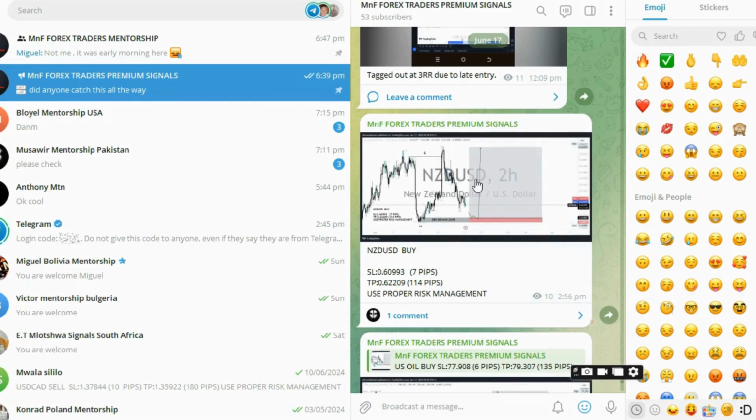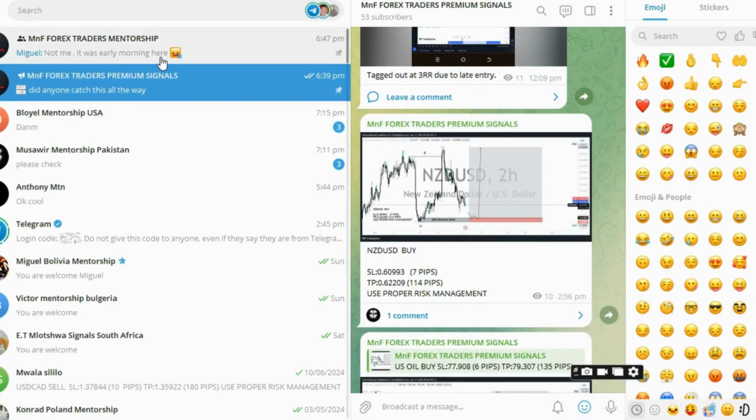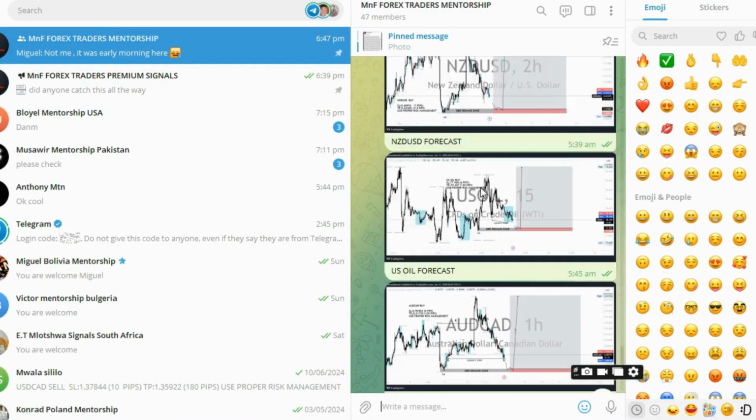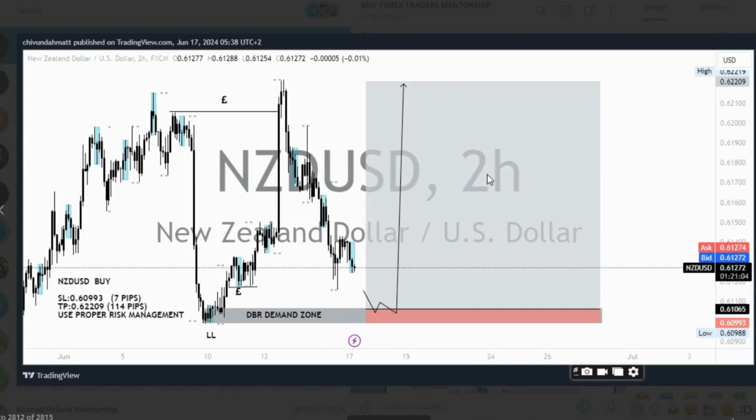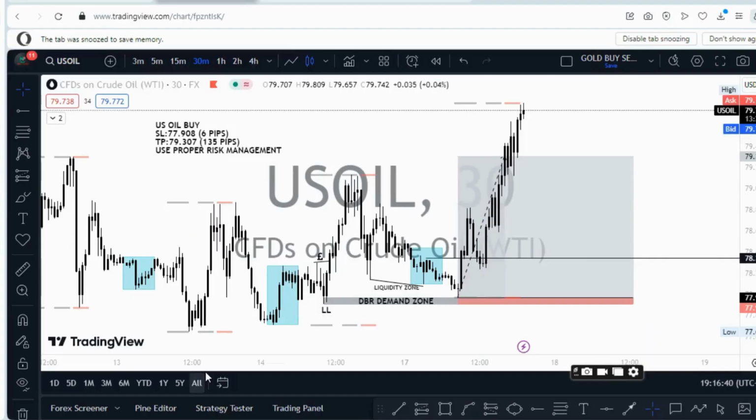So other than that, today I was able to share another trade. Let me just show you. This is another trade I just shared today. It was NZD USD, a beautiful drop base rally, liquidity right here, and I was just waiting for the market to come and take out the liquidity and everything, right? And this was shared in our mentorship community as well, right here as a forecast. And then see what is happening right now. Let me just show you what is happening on NZD USD right now.